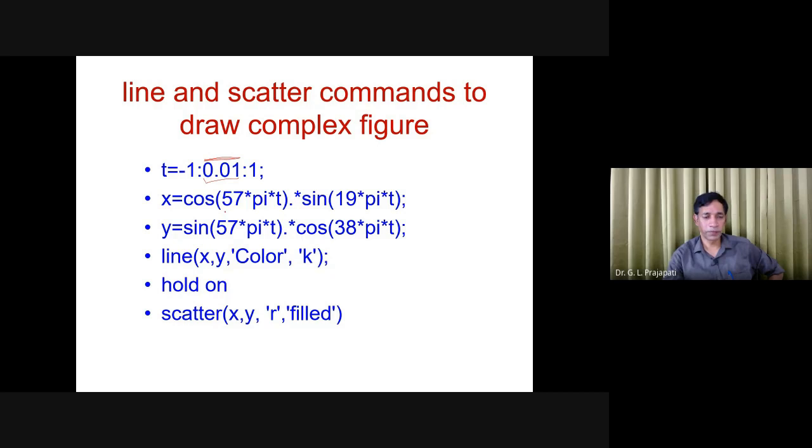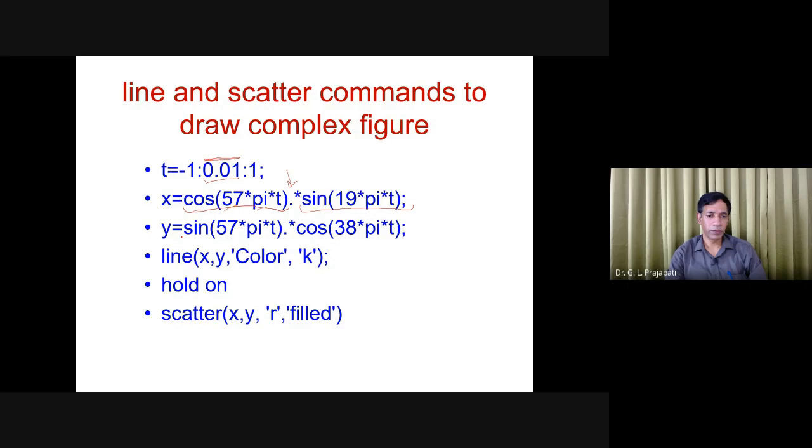Now, see that whatever you have, cos 57 times pi multiplied by t. Since 57 is a scalar and pi is a scalar, you are not using the dot operator. But the answer of this part is a vector, and you are multiplying this vector with this vector, and that's why you have to specify the dot here. Otherwise it will assume matrix multiplication, and your computer will generate an error. So element by element multiplication will be done, so you have to use this dot operator here. This is important.